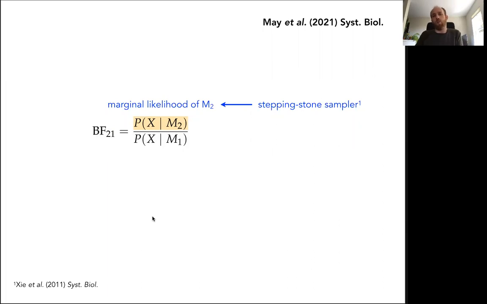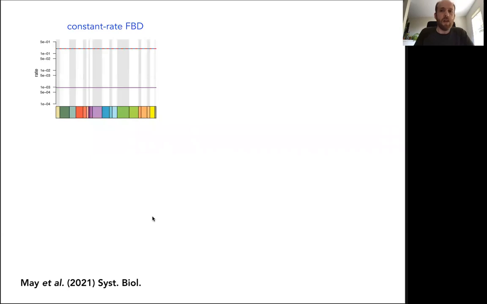Sometimes throughout the talk, I'll report 2 log Bayes factors. So if that's larger than 0, that means support for model 2. If it's less than 0, that's support for model 1. Same number, different scale. So we did this.